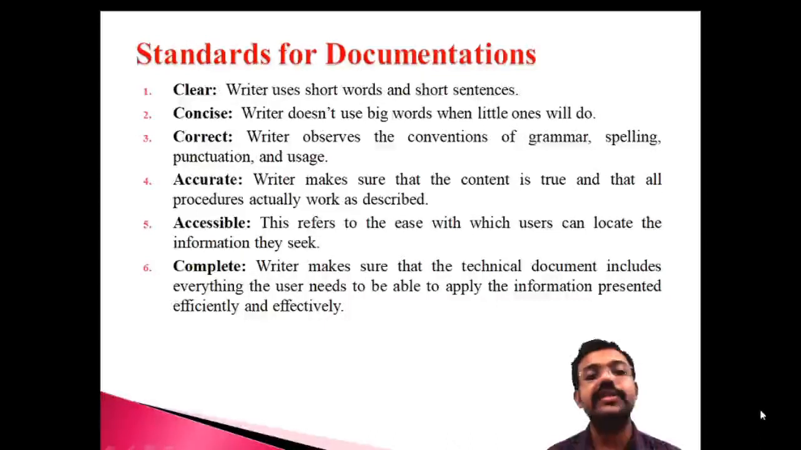And the third one is correct. A writer observes the conventions of grammar, spelling, punctuation, and usage. The term is known as correctness, using grammar, spelling, punctuation, and usage. It must be accurate. Your documentation must be accurate. The writer makes sure that the content is true and all the procedures are satisfied. It must be accurate, which means ensuring the genuineness of the documents. The term is known as accurate.